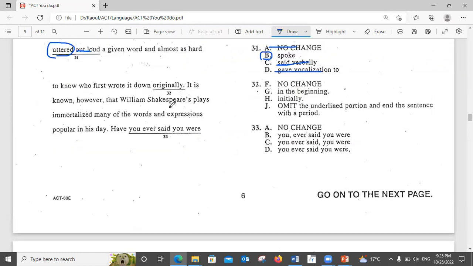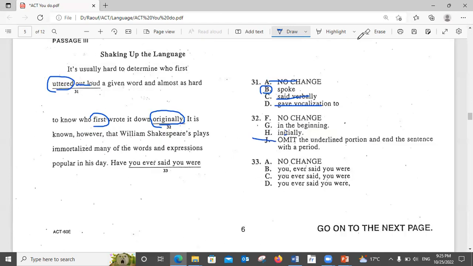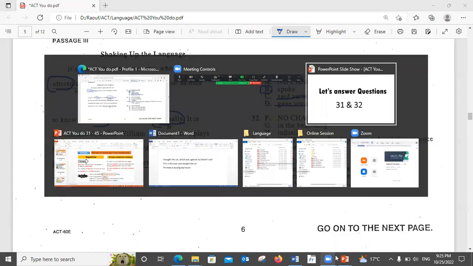Then we go for 32, we say, first, yes, first wrote it down originally. When you do something as the first person, it means you are the one who originally did it. So the word first does not require originally. So we delete this. So the correct answer for 32 is J. Very, very good, gentlemen and young ladies. Let's move on, please.